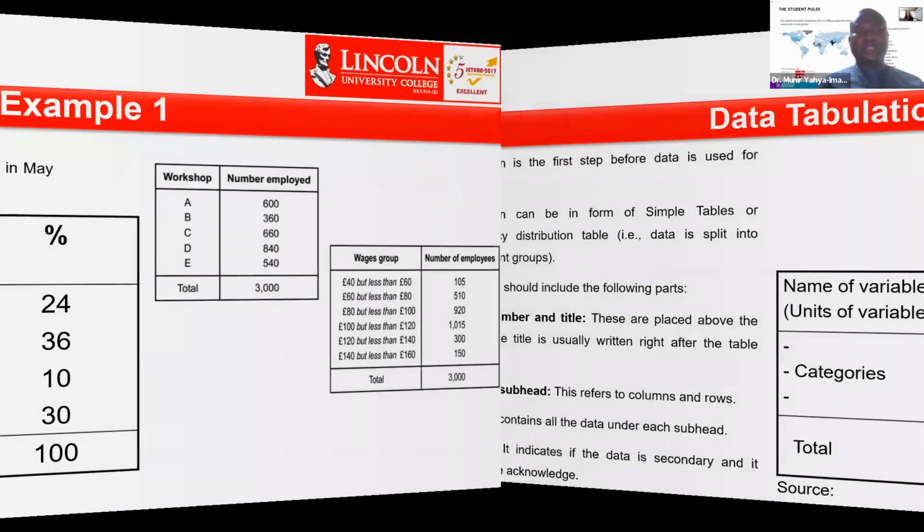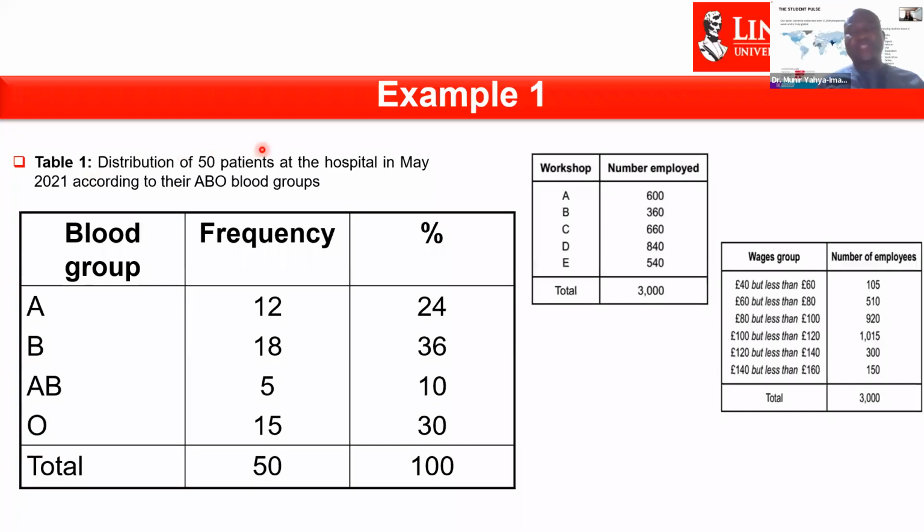Look at this one. We have Table 1, distribution of 50 patients at the hospital in May 2021 according to their ABO blood groups. So you have the title, the caption, and the body of the table. So we assume that this particular table is computed by the researcher. But if it is not computed by the researcher, let's say it was adapted from someone's research work, it is advisable for you to put a source and reference, I mean cite, that particular research.